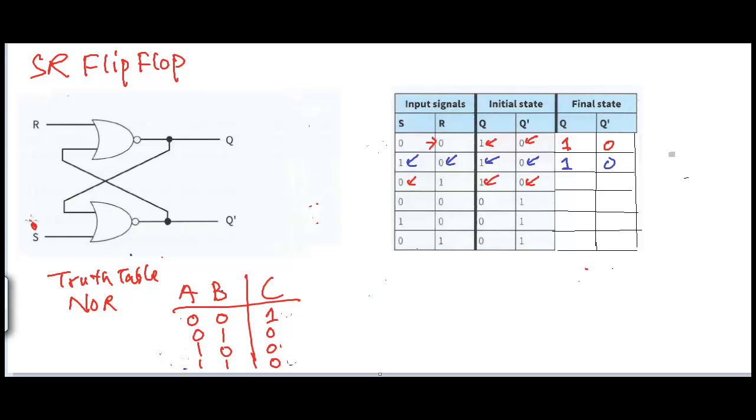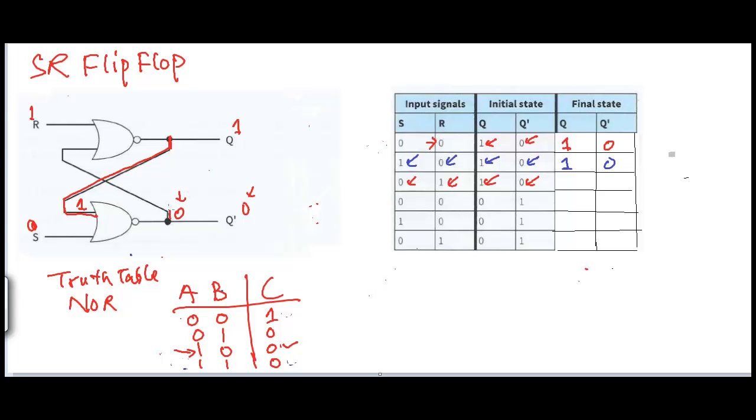So S is 0 and R is 1. Okay, I forgot to put the, so Q was 1, right, and Q bar was 0. Okay, so now what's going to happen? See, this is going to be fed back, right? This goes back, and now we have 1 here. So when we feed 1 and 0 at the input, it will give 0 at the output. So this will give a 0 at the output. Previously we had a 0, even now we are getting a 0 here.